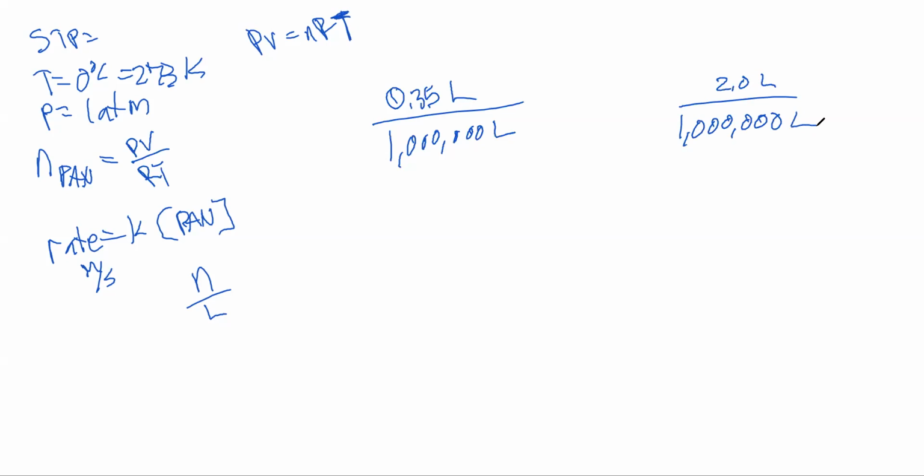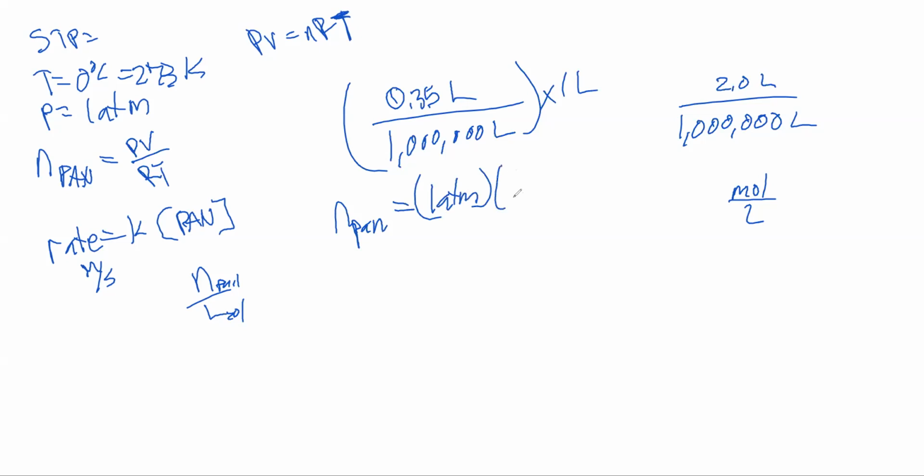So for us, our unit for molarity is moles per liter. Since I'm going to try to get into molarity anyways, I'm going to multiply this by 1 liter. That way, when we find this N, it's going to be our number of moles of PAN in 1 liter of solution, and then we'll be able to plug it right into there. So our N of PAN at a pressure of 1 atm is going to be 0.35.